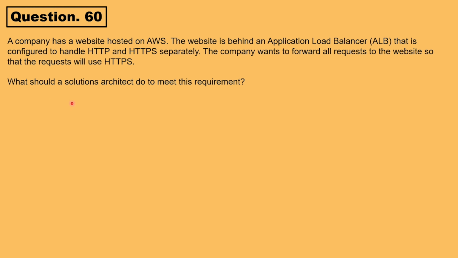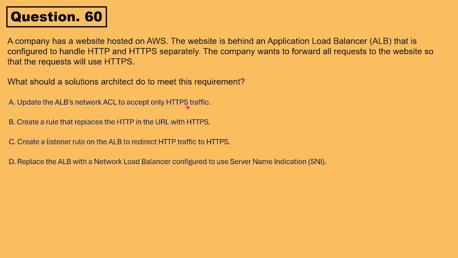Now question number 60. A company has a website hosted on AWS. The website is behind an application load balancer, that is ALB, that is configured to handle HTTP and HTTPS requests separately. The company wants to forward all the requests to the website so that the requests will use HTTPS. What should a solution architect do to meet these requirements? Here are the options. Try to guess the correct one. I am waiting for you.